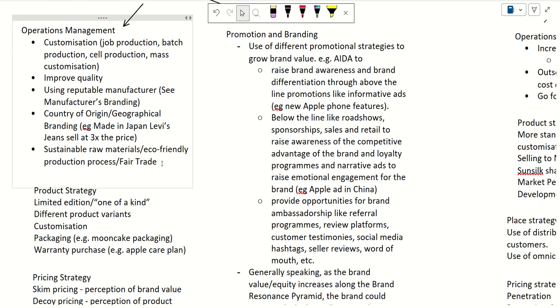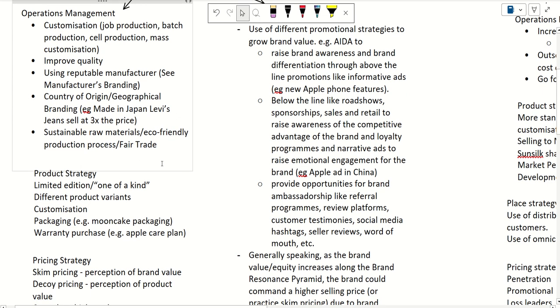The question then is, are eco-friendly products necessarily more expensive? It could be just marginally more expensive, but then you ask for more when they pay, right? So this is sometimes how people actually use market perception to increase the selling price. Okay, fair trade is this idea.